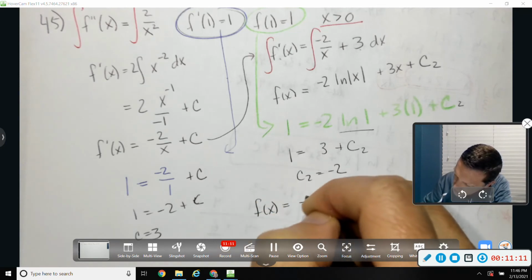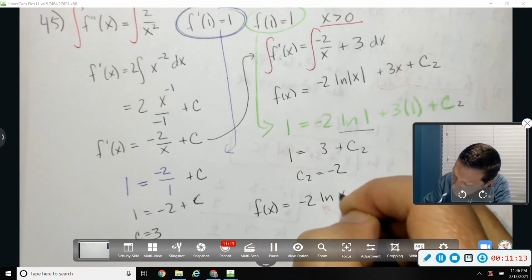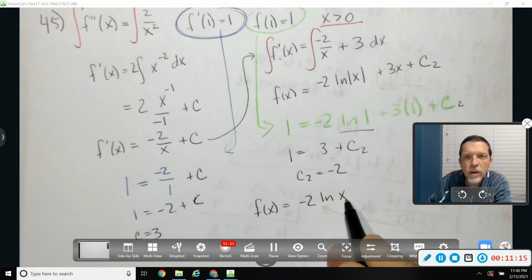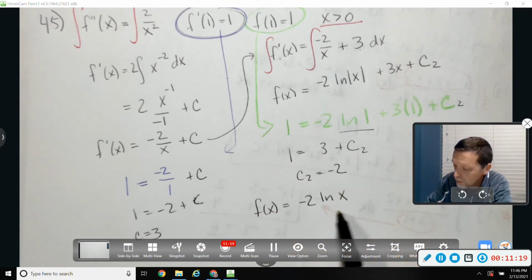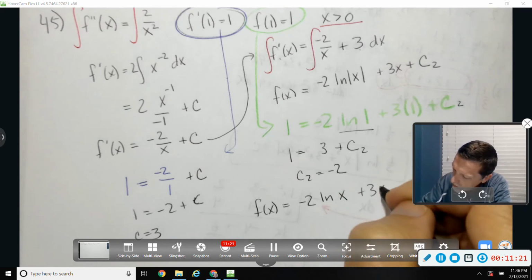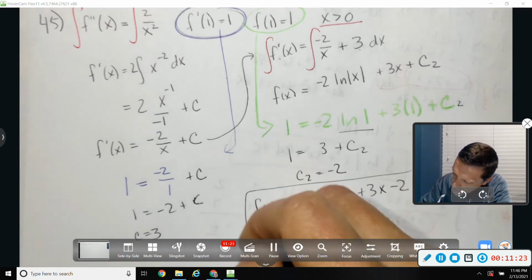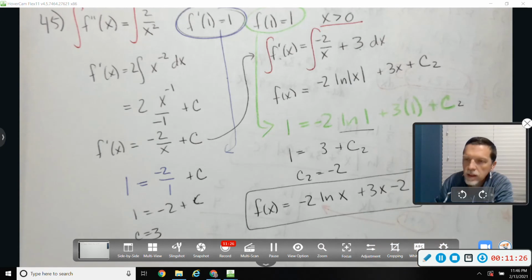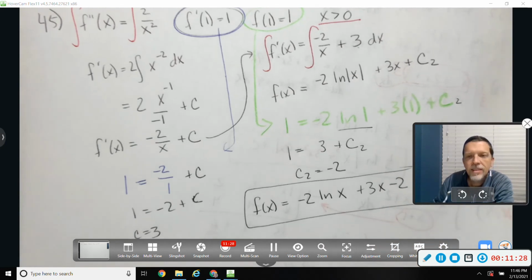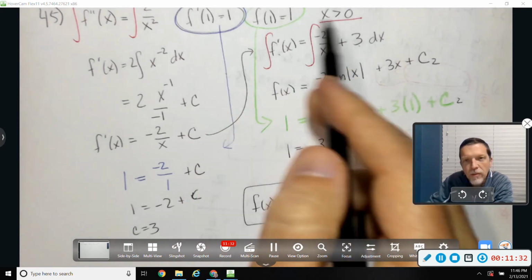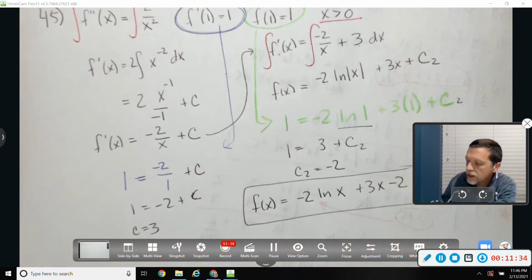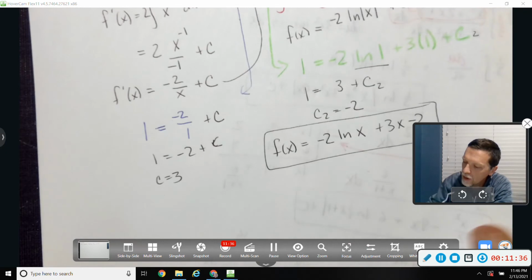So my answer then is negative 2 natural log of x. I'm going to drop the absolute value bars because they said it was positive, so I don't need them on there. It's not wrong if you put them on there. Plus 3x minus 2. So that's solving a differential equation. That means getting f of x and using all the information to figure out exactly what the equation is.